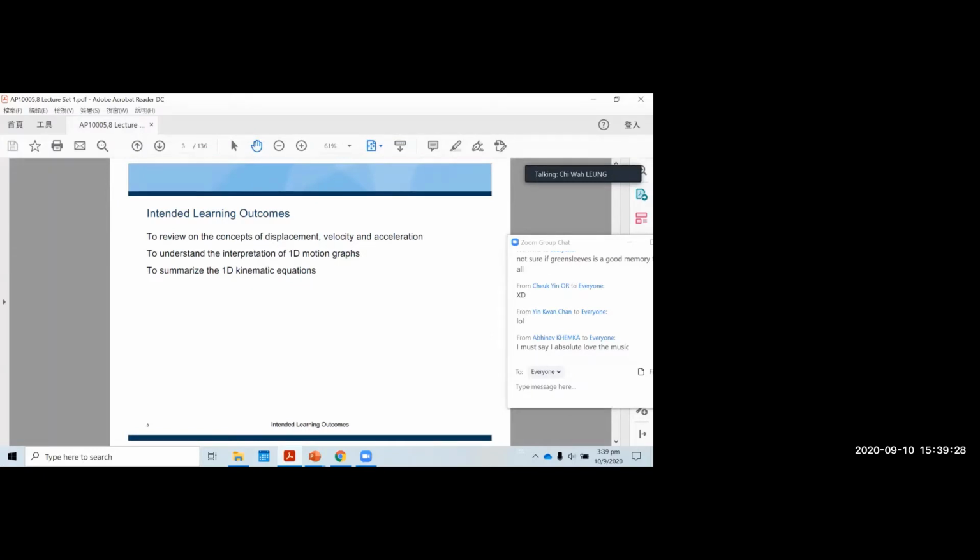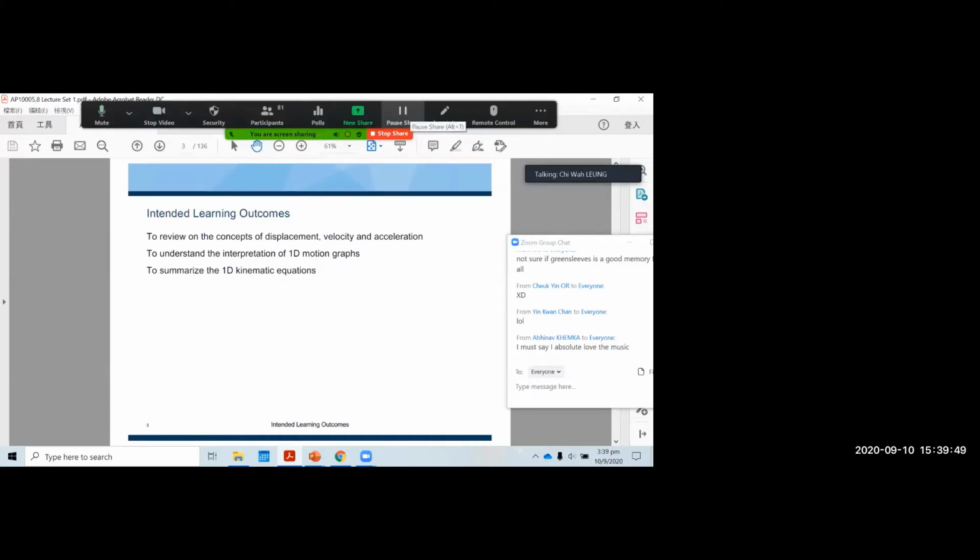So we first have to start from the very basic, which as I said, I will go through very quickly. These are the topics we have learned: displacement, velocity, and acceleration. Note that we are not using scalar quantities, we are using vector quantities. I hope you know what is meant by scalar and vector quantities.